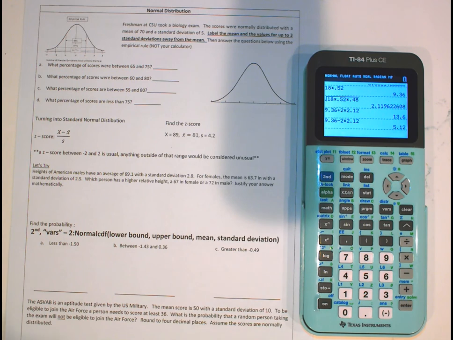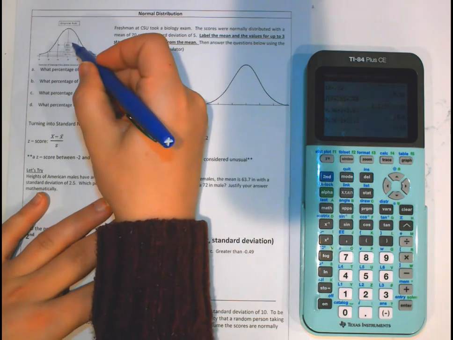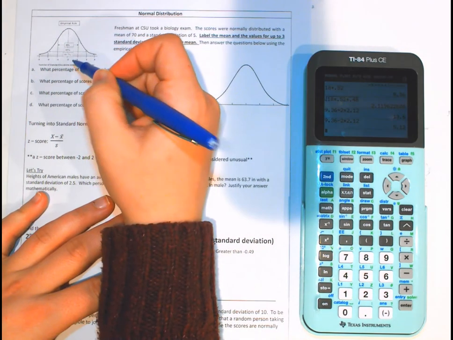Remember, in normal distribution, our probabilities all came from the area underneath our normal distribution curve. So the first thing we could do, based off of the empirical rule, was that there were some percentages that we already know just based off of that.